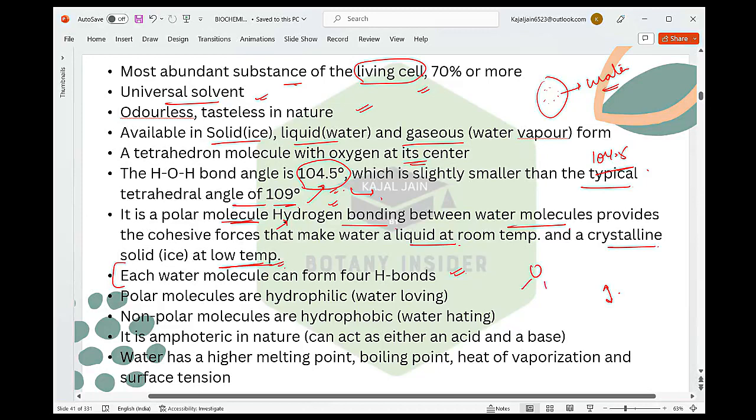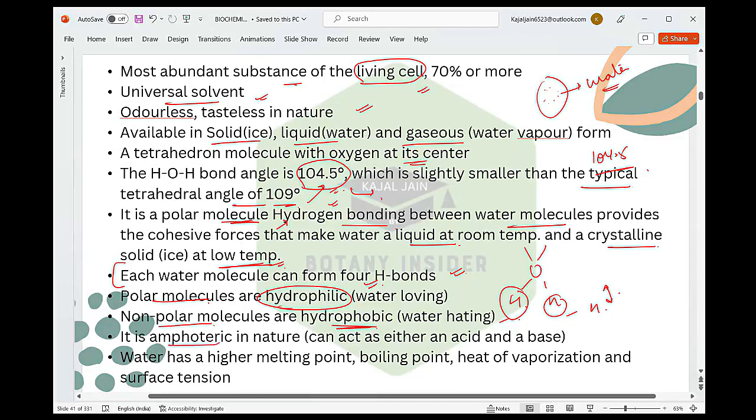If you have O, H and H, then from over here two of the hydrogen bonds can be formed, and over here two of the bonds can be formed. So in total four hydrogen bonds can be formed. Then you have polar molecules being hydrophilic. Polar molecules are hydrophilic in nature, that is they are water loving. Okay, then non-polar molecules are hydrophobic, that is they are water hating, because there is no polarity, there is no charge to them, and hence there would be repulsion, they would be trying to stay away from the water, right?